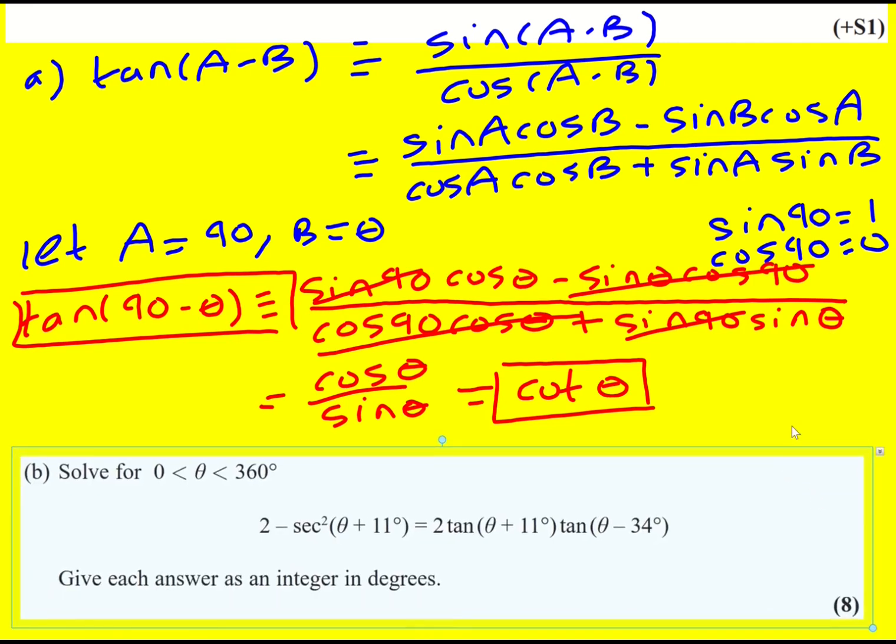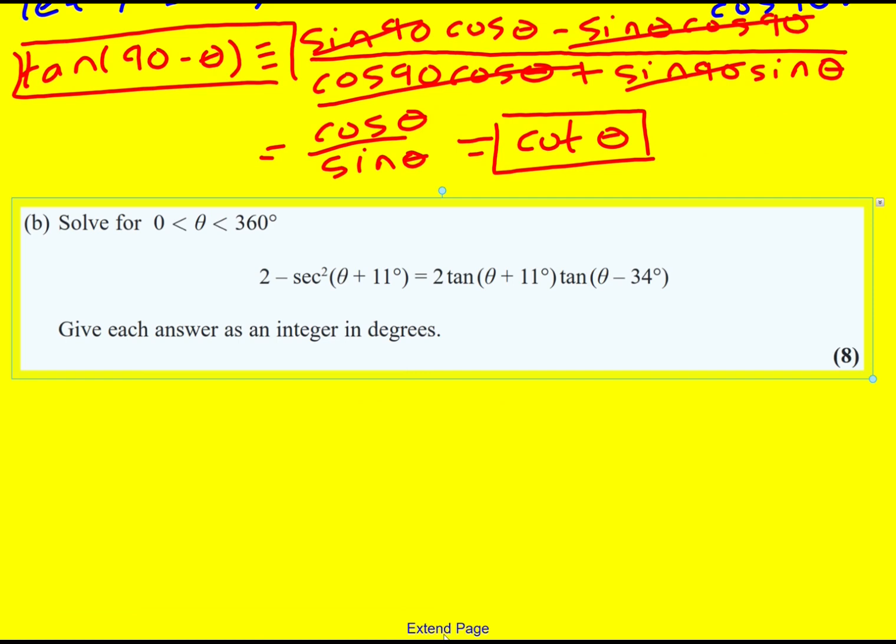On to part B, which is to solve this equation, but you've got to be thinking that this result from part A is going to be useful, going to make life easier. Turns out you can do it without using that result, but it ends up being a lot more complicated. Now, the odd one out here really is the tan(θ - 34). We've got θ + 11 for the other two. So if I could somehow convert this θ - 34, maybe that will work.